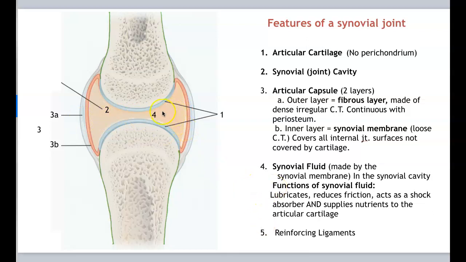So what are the functions of the synovial fluid? Well, it's going to lubricate the joint. It's going to give it some more lubrication. It's going to help reduce that friction. And since it's a fluid, it's going to act as a shock absorber too. But it's also supplying the nutrients to the articular cartilage, which is important because these chondrocytes need oxygen and nutrients to survive, and they're getting it from that synovial fluid.